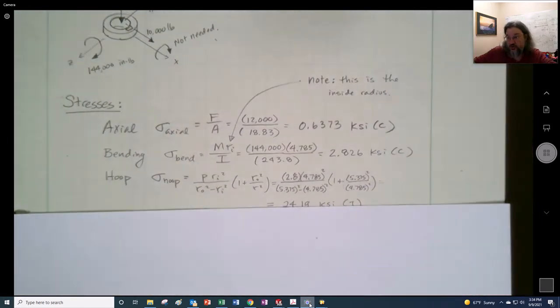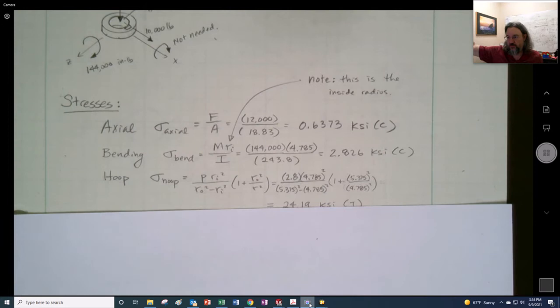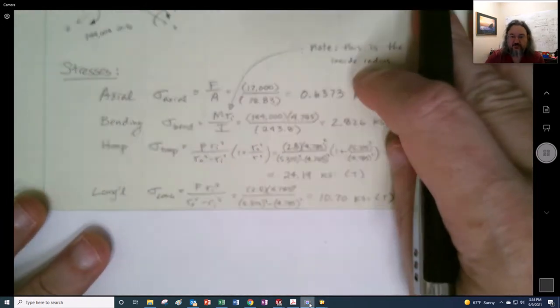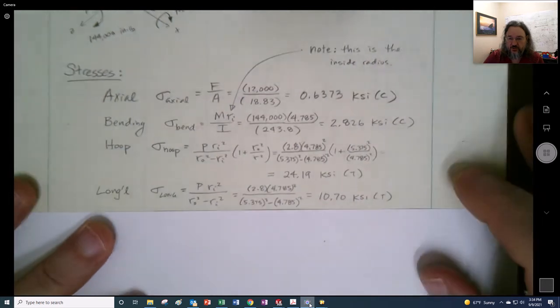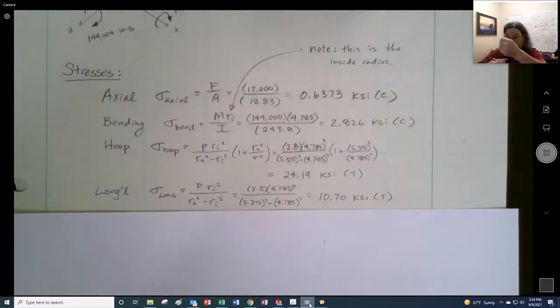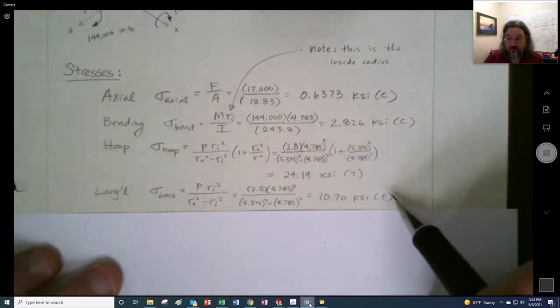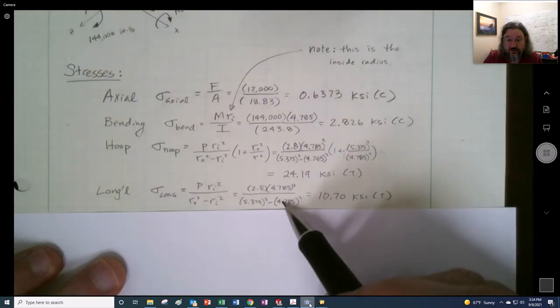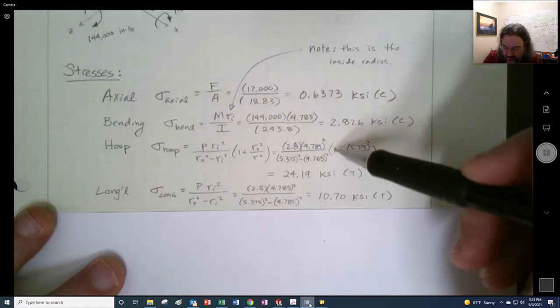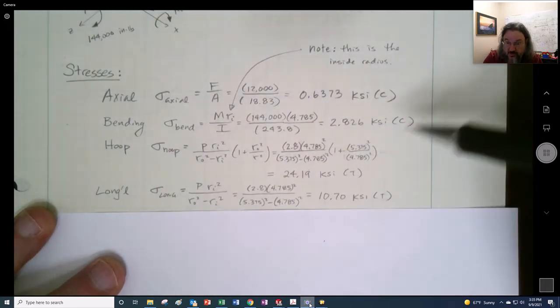That's the hoop, it's trying to make the thing bigger, right? So this is also called the tangential stress. Here's the longitudinal, and this one wants to make the thing longer, right? It's kind of stretching the thing up, so it too is in tension. And you can note that this right here is the same thing as that right there, right?